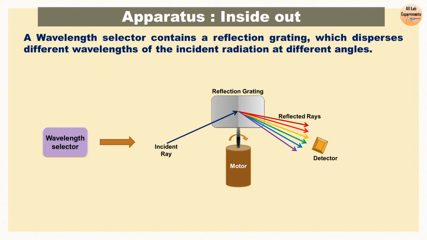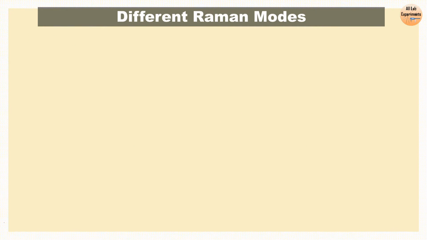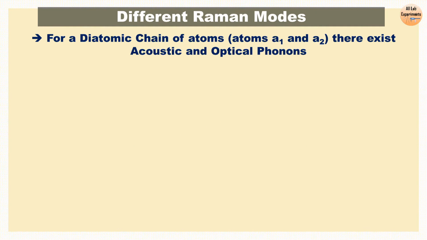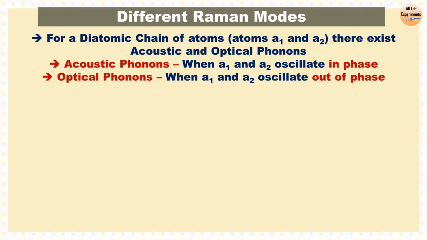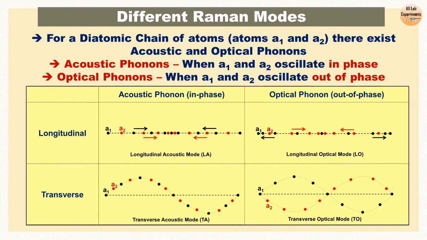Now let's discuss different Raman modes. We are choosing a diatomic chain of atoms, and there are two kinds of phonon modes, acoustic and optical. In the case of acoustic phonons, A1 and A2 oscillate in phase, and for optical, out of phase, as we can see in these diagrams. There are two categories, longitudinal and transverse. Along with that, we can see acoustic and optical.